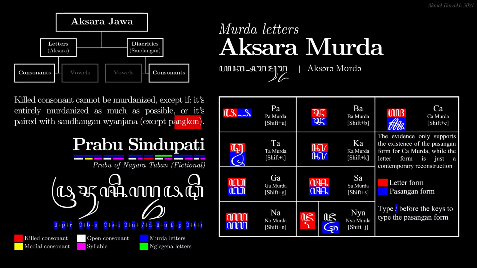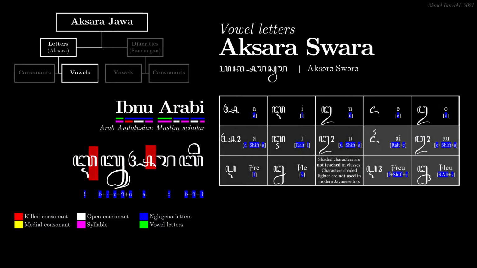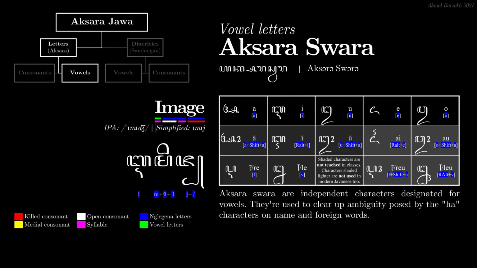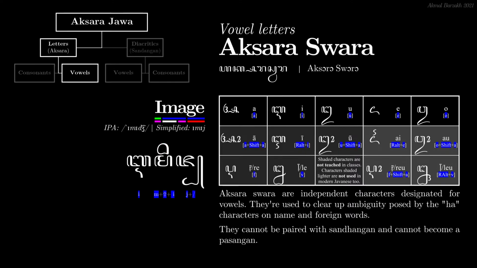be paired with pangkon. Aksara Swara are characters designated for vowels without consonants, hence the name Swara. In modern Javanese, Aksara Swara are used for someone's name or foreign words whose pronunciation needs to be cleared up. Aksara Swara cannot be paired with Sandhangan or become pasangan themselves because they are vowels and not consonants.